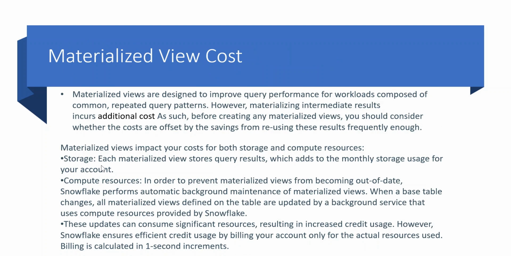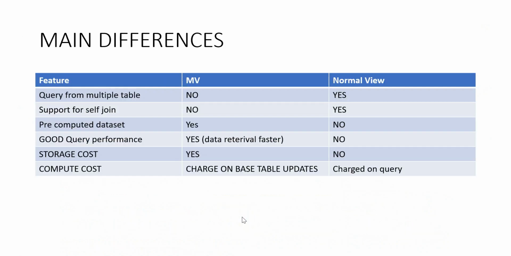Second, this Materialized View is completely serverless. So whenever we update the data in the backend, it is going to refresh it. You see, Snowflake performs automatic background maintenance of Materialized Views. Whenever a base table changes, all Materialized Views defined on the table are updated by a background service that uses compute resources provided by Snowflake. That means serverless. Okay, so now consider the main differences between these two in a table like this.